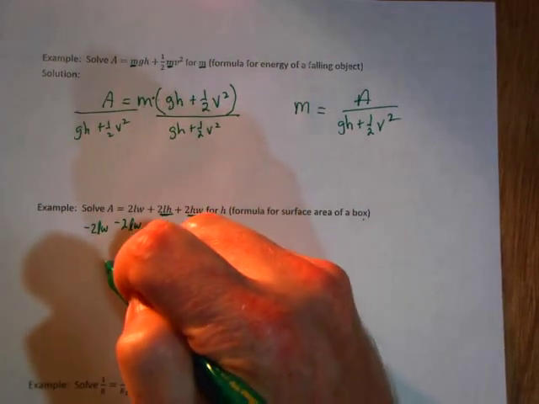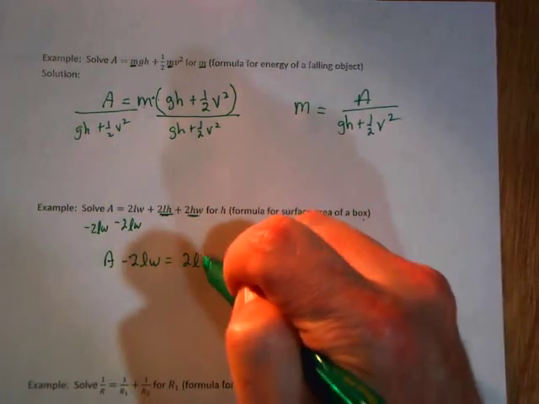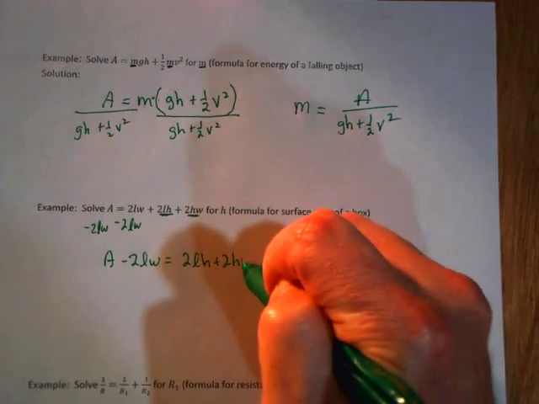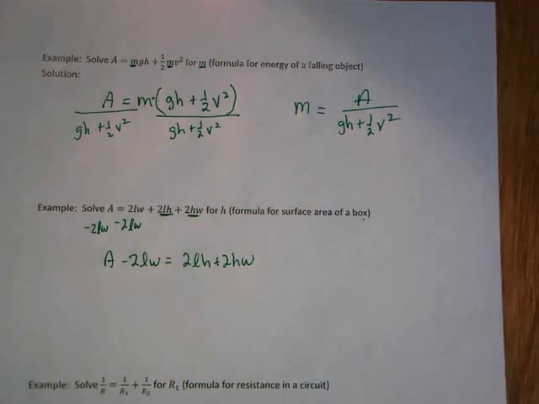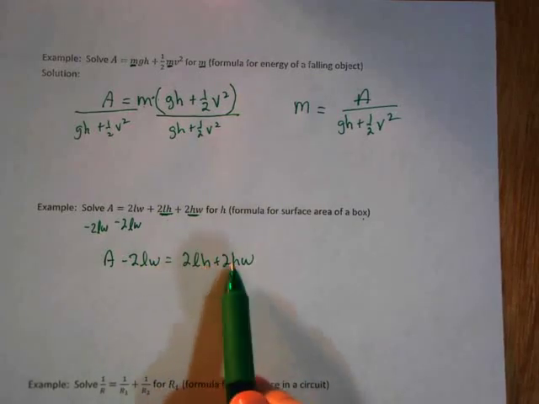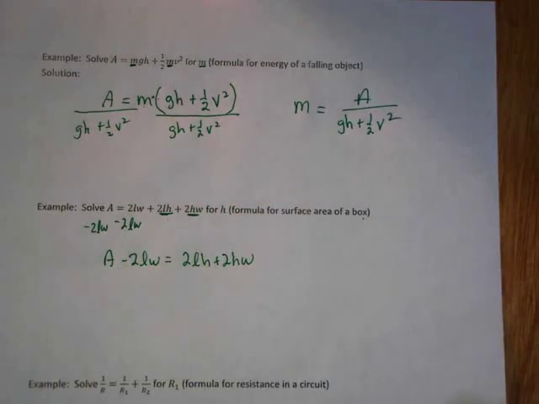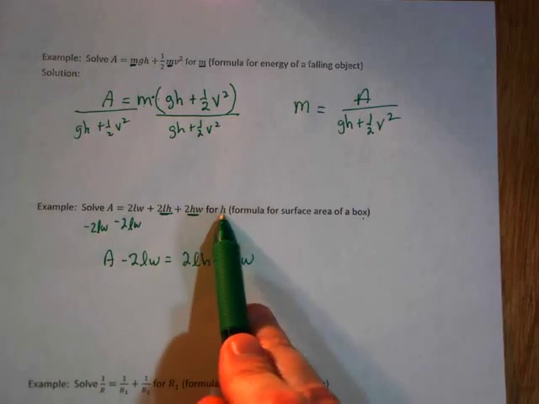So we're going to write A minus 2LW equals 2LH plus 2HW. Alright, so I'm trying to solve for H. Basically, I want to get all the things that have H on one side, all the things that do not have H on the other. So I did that by subtracting the 2LW. Now, I'm trying to solve for H.